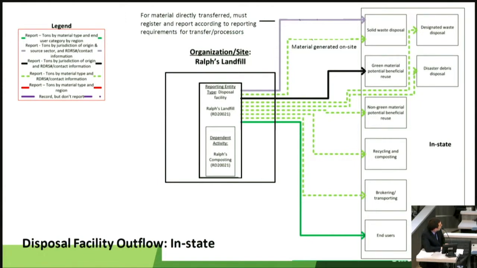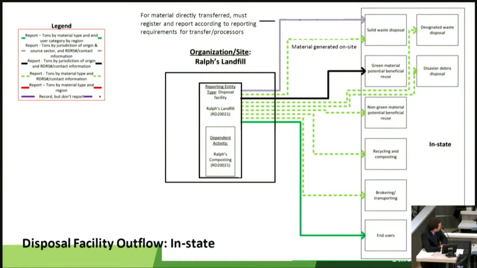Let's say they send off metals that were collected from the working face or something like that. Large pieces of scrap metal that were picked out and then maybe sent to recycling, composting. You would say you sent scrap metal or ferrous metals or non-ferrous metals, however you sent it out, and the tons of that to the recycler, composter, and indicate the RDRS number and contact information of that reporting entity.